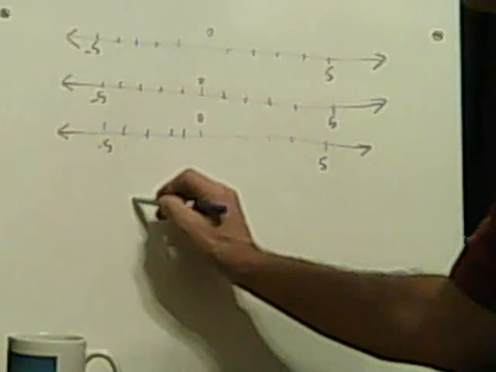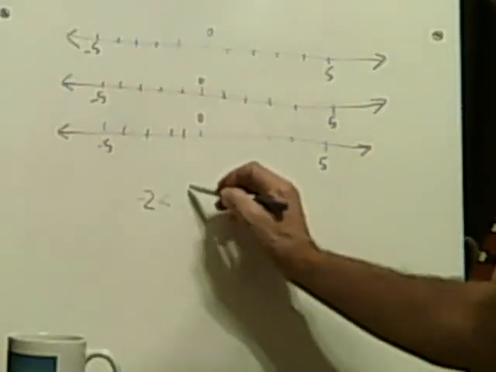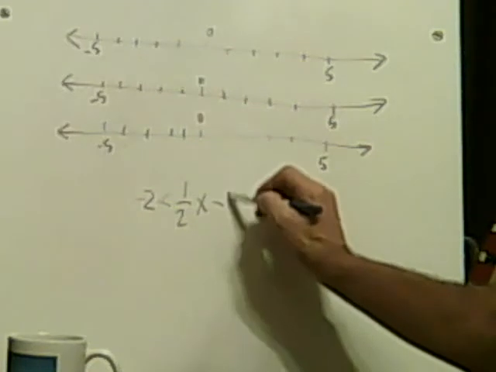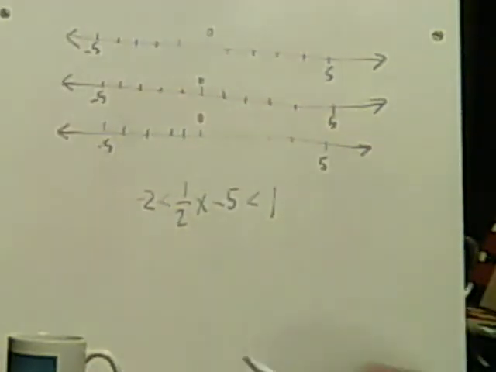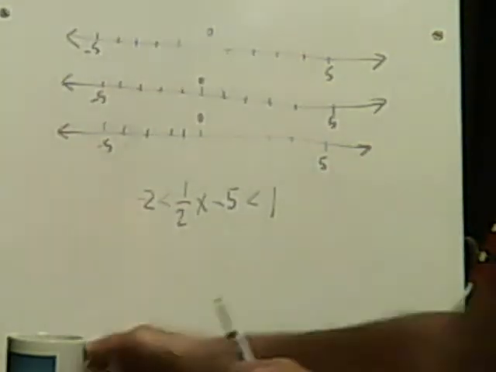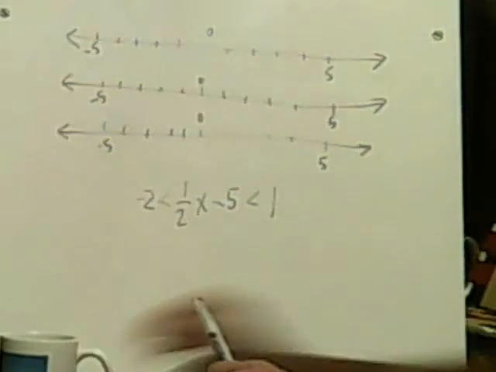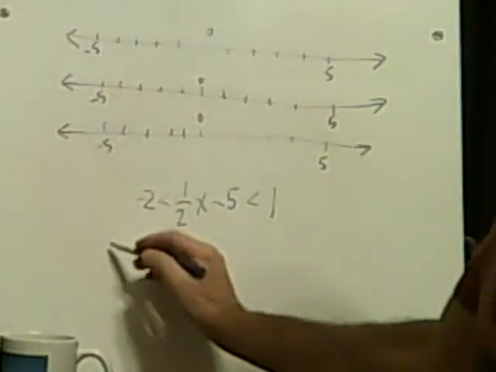This one says negative 2 less than 1/2 x minus 5, which is less than 1. As a practical matter, these sorts of problems don't actually come up in engineering work. But that's okay, it doesn't matter. We can still do perfectly legitimate puzzles.